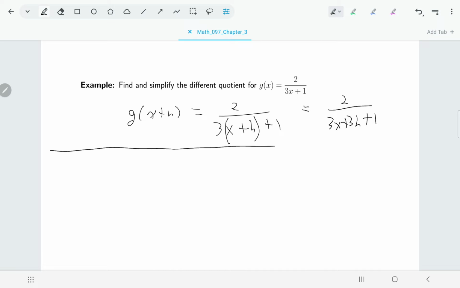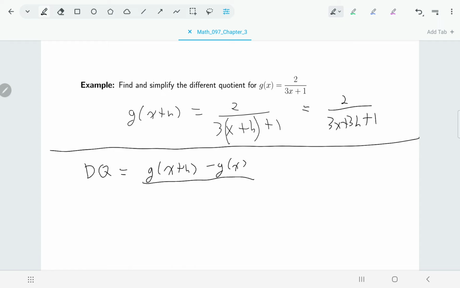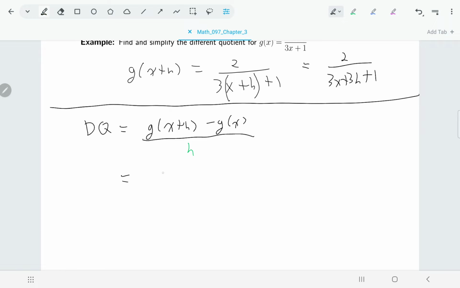Okay, so now we've got our g of x plus h figured out, so let's do our difference quotient. And that is g of x plus h minus g of x all over h. And g of x plus h, we've got that already figured out. That's 2 over 3x plus 3h plus 1. And g of x, that's 2 over 3x plus 1. And in our denominator, we have got h.